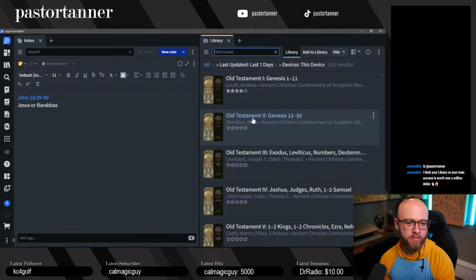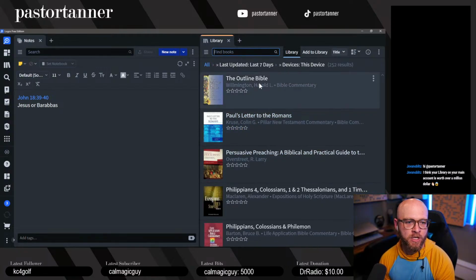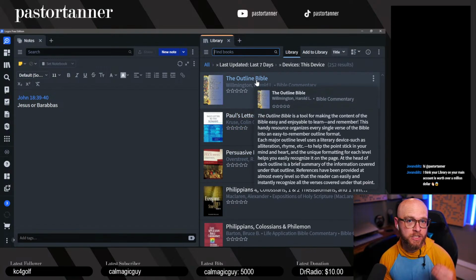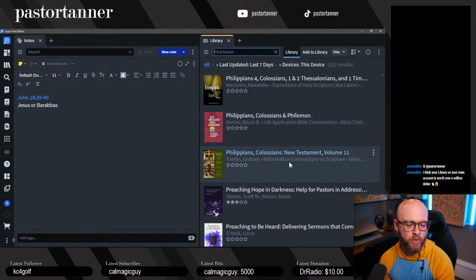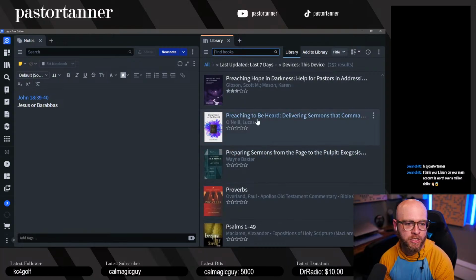And again, this is more ACCS, Apollos. The Outline Bible, we're going to pair this with our Preacher's Outline and Study Bible, POSB, and we're going to pair these together to get two sets of good outlines for our text. And then you can, again, just see good monographs on preaching, persuasive preaching, excellent preaching, hope in darkness, preaching to be heard.